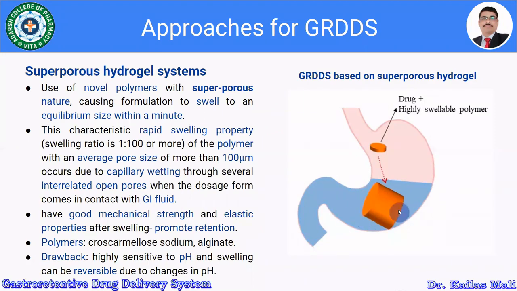Generally, we are using polymers like croscarmellose sodium and sodium alginate. The drawback of the superporous hydrogel systems is that they are highly sensitive to pH, and swelling can be reversible due to changes in the pH. That is the main disadvantage of the superporous hydrogel system.